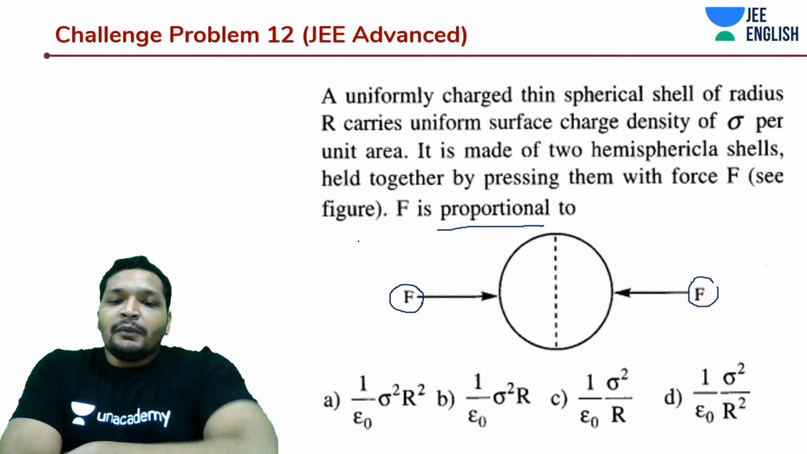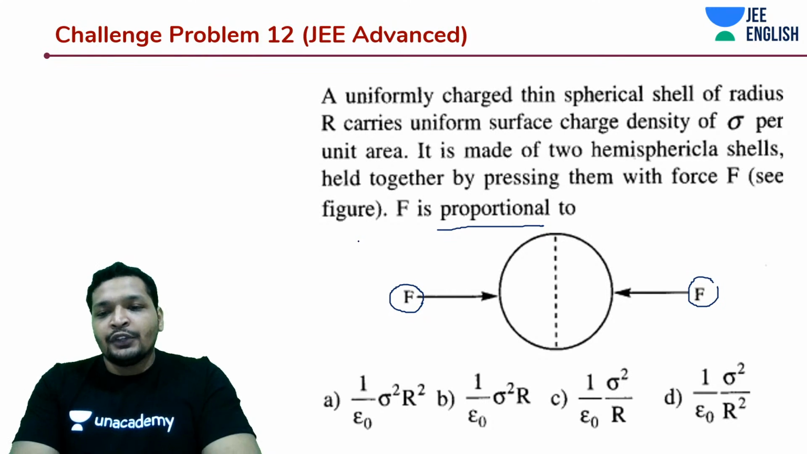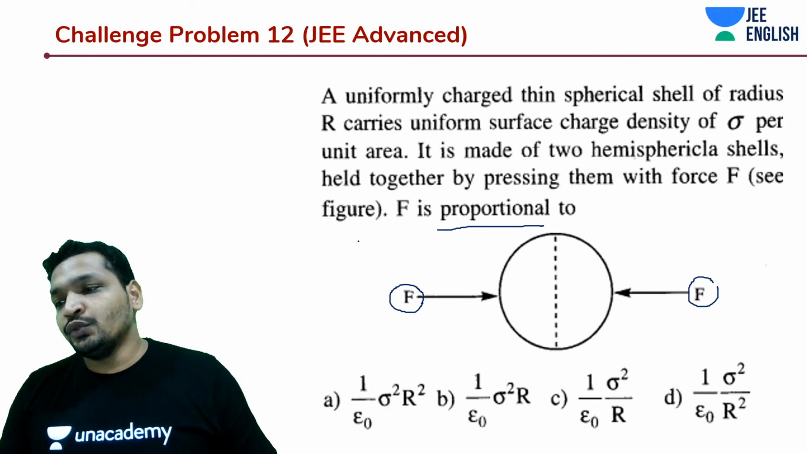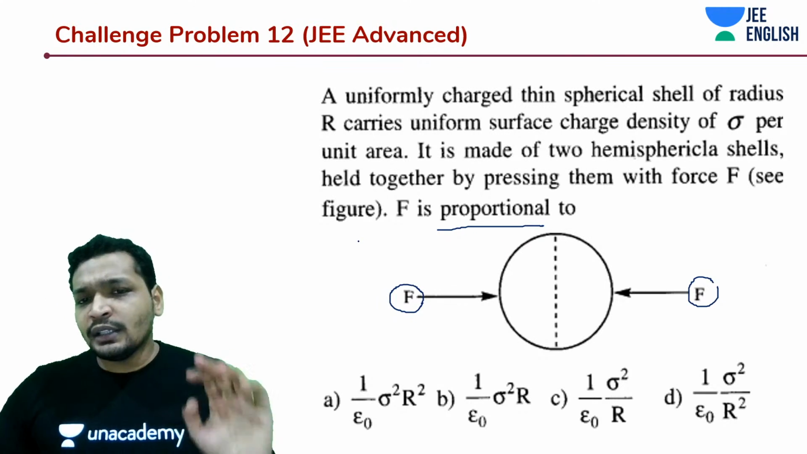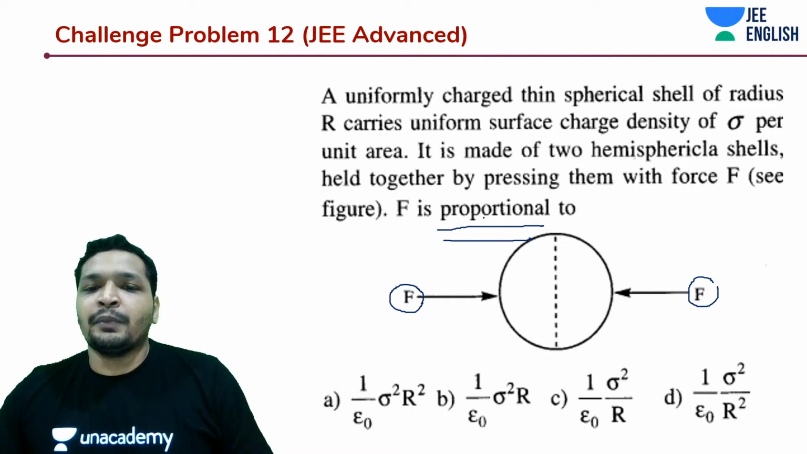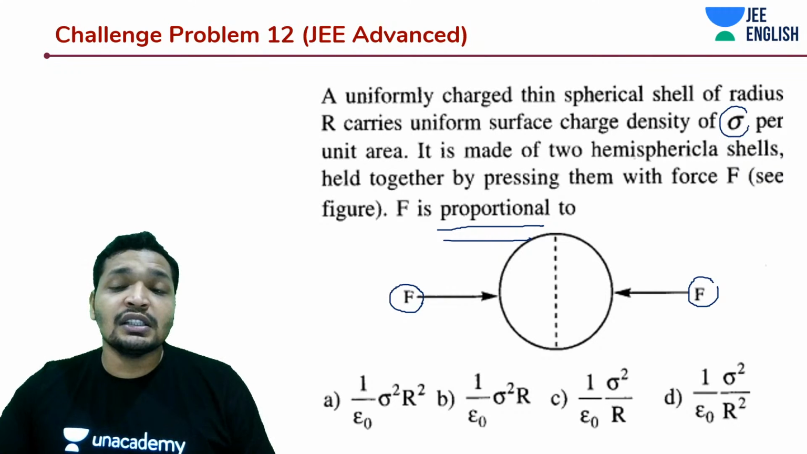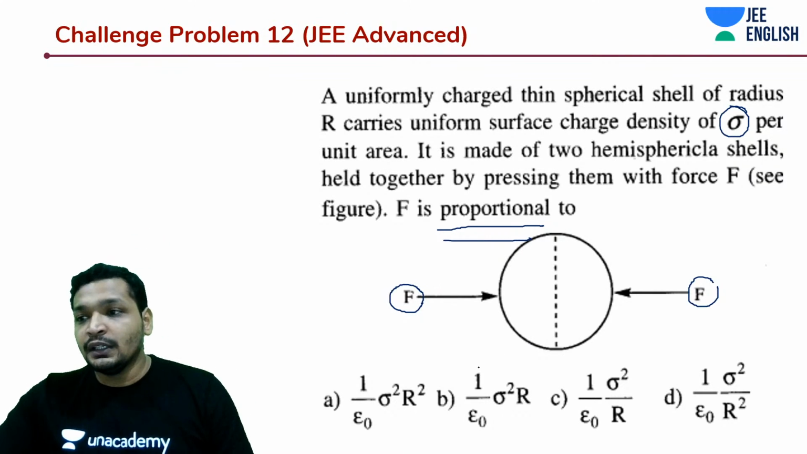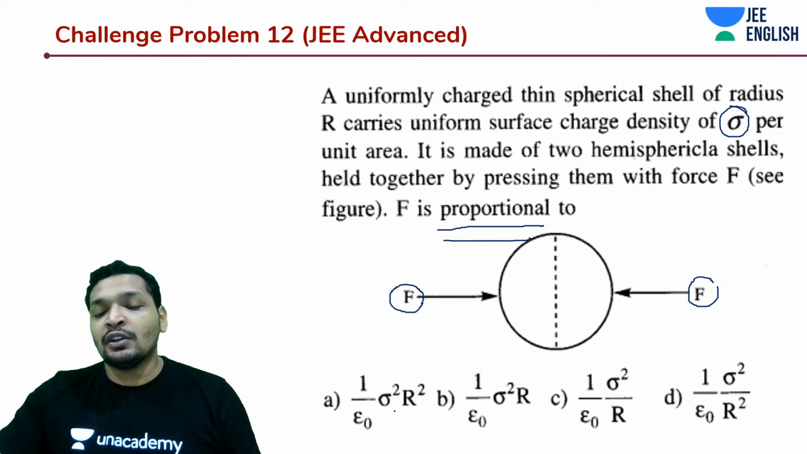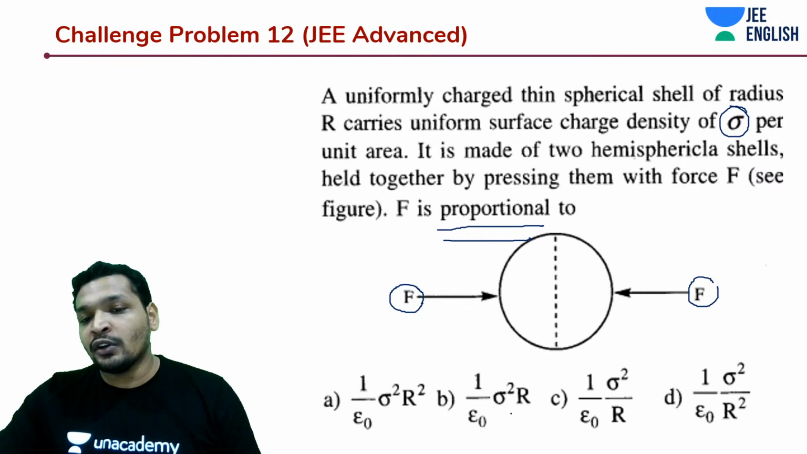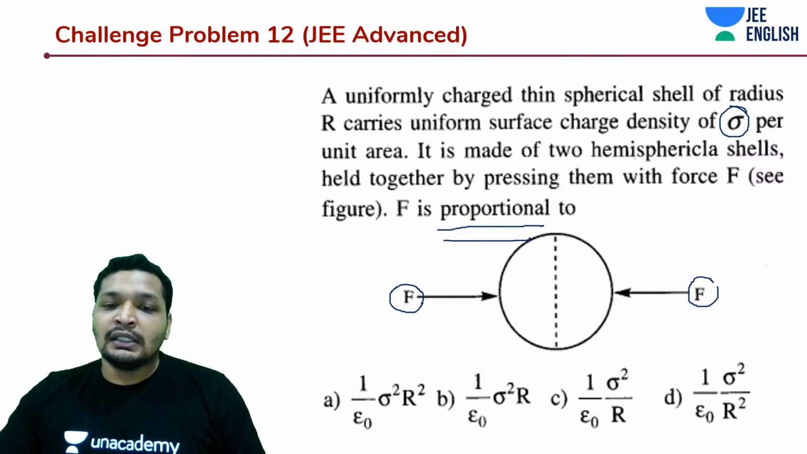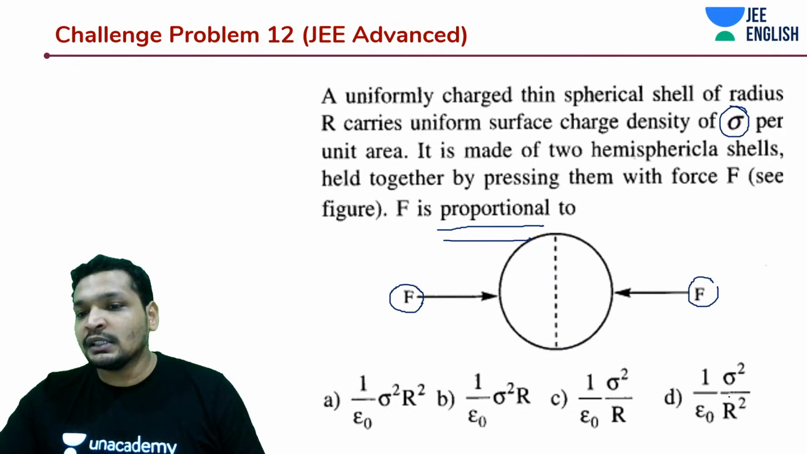So yes, about this problem, you have 2 spherical shells and you want to keep them attached to each other. So how would you do this kind of problem? Generally in JEE Advanced there would be a trick. They're only asking you what it is proportional to. This is surface charge density, not the charge itself. And the options are given as 1 by epsilon naught sigma square, 1 by epsilon naught sigma square r square, 1 by epsilon naught sigma square r, and so on. That is sigma into r, this is sigma square by r, and this is sigma square by r square.